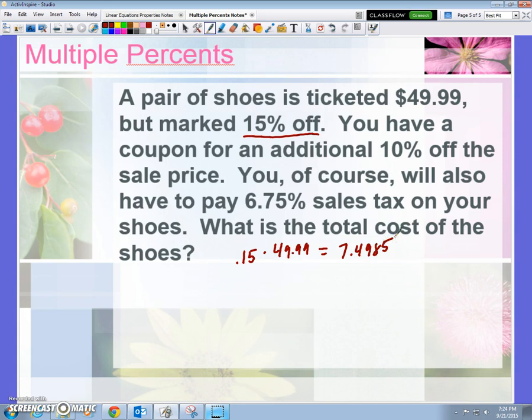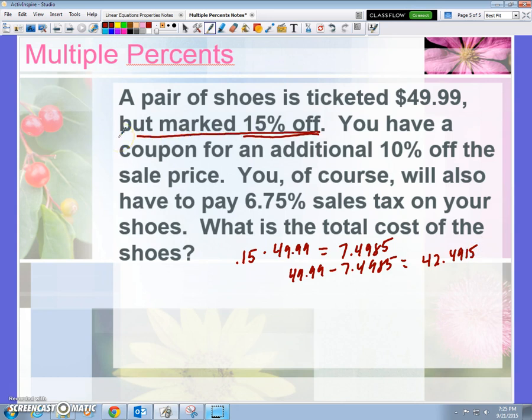So $49.99, what we started with, and we're subtracting 7.4985. And that tells me my new total is 42.4915. So I have gotten my 15% off, so that's good.